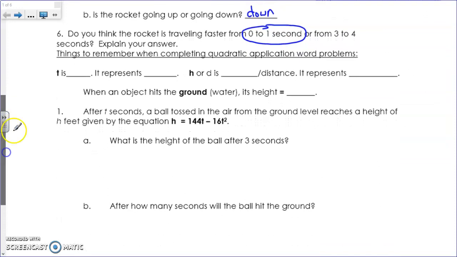Alright, so let's go here. T is represented in time, and it represents seconds. H is height or distance, and it represents feet. When an object hits the ground, its height is 0.